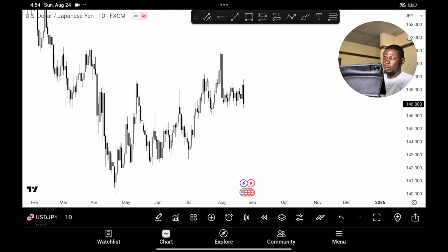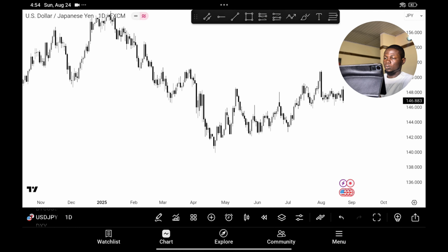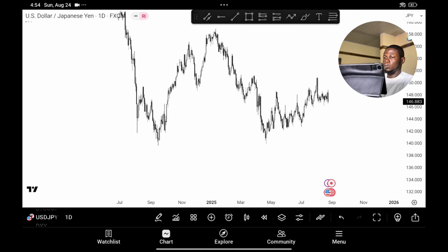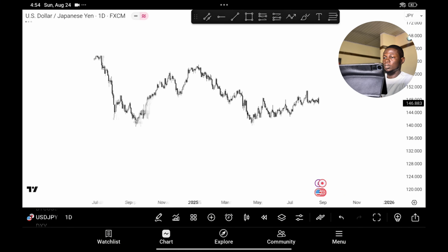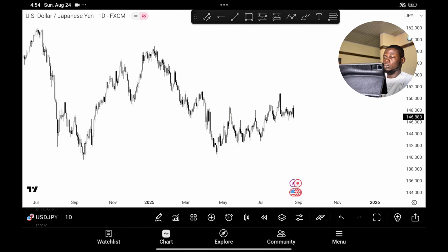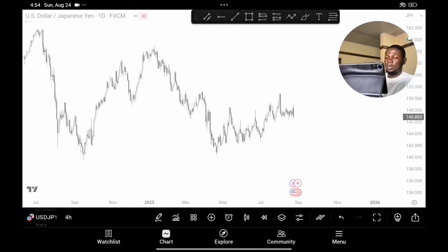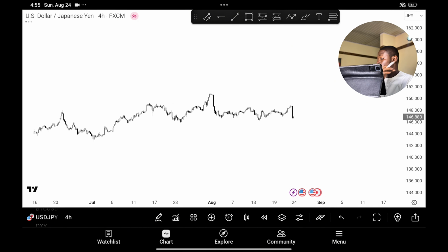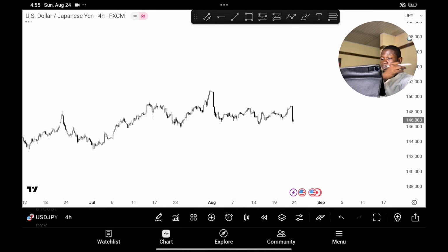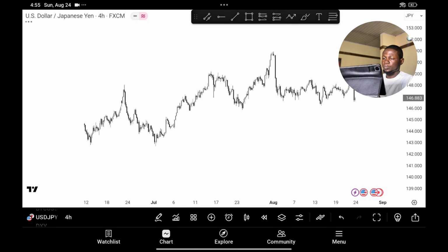This is USDJPY. The overall trend is just the same thing as the DXY I just gave, creating lower highs and lower lows. Do you understand me? But I want to move over to the 4 hour to see what this pair is doing right now, so I can map it out for you guys what is actually happening in USDJPY.